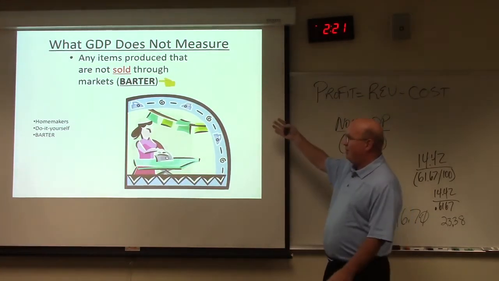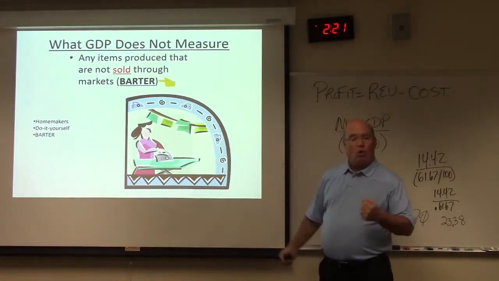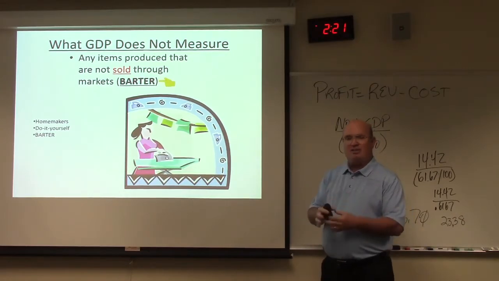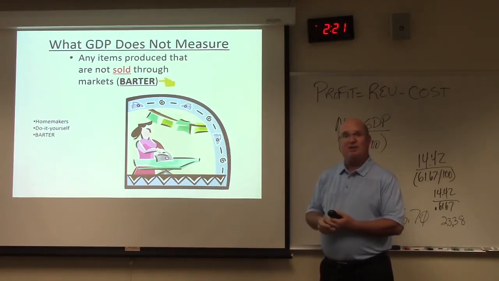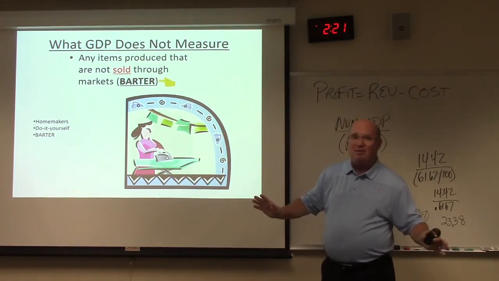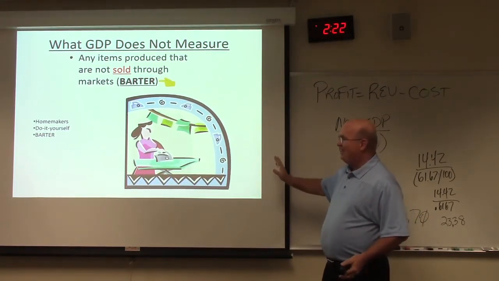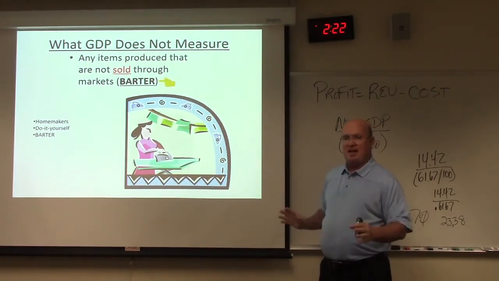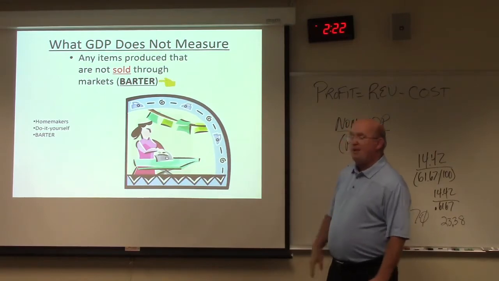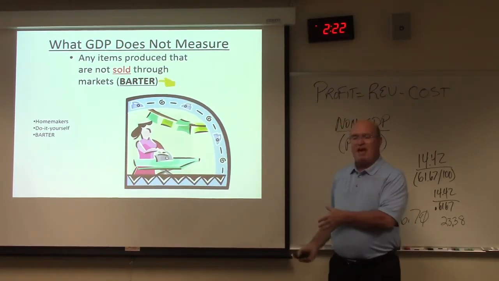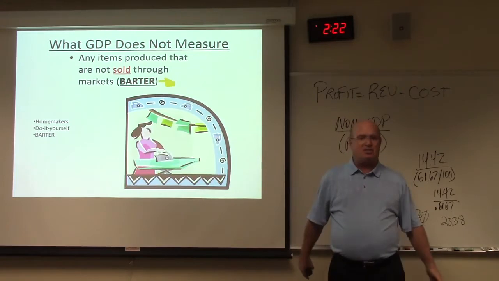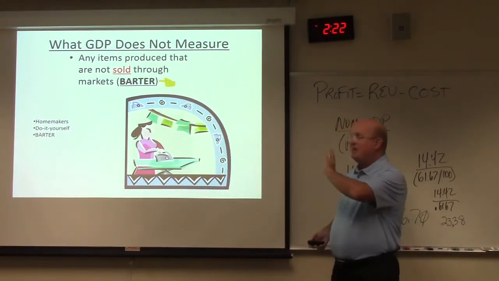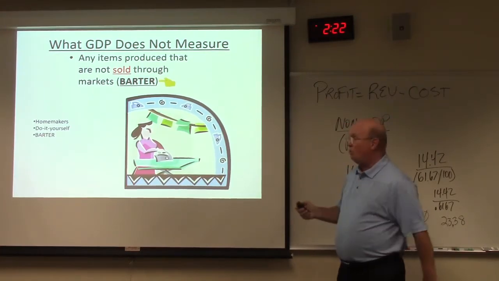Right? This would be like barter. Homemakers, wives or husbands, stay at home. And what do they do? They do housework, they do yard work, they do plumbing, they do electrical work, but they don't get paid for it. That's not part of GDP. Do it yourself doesn't have anything to do with GDP. You decide you're going to put your own fence up, doesn't count. And barter. You make good shoes, your neighbor makes good bread, one makes the other, and both of you are happy. Doesn't count because there was not an exchange of dollars. It wasn't sold through the market.